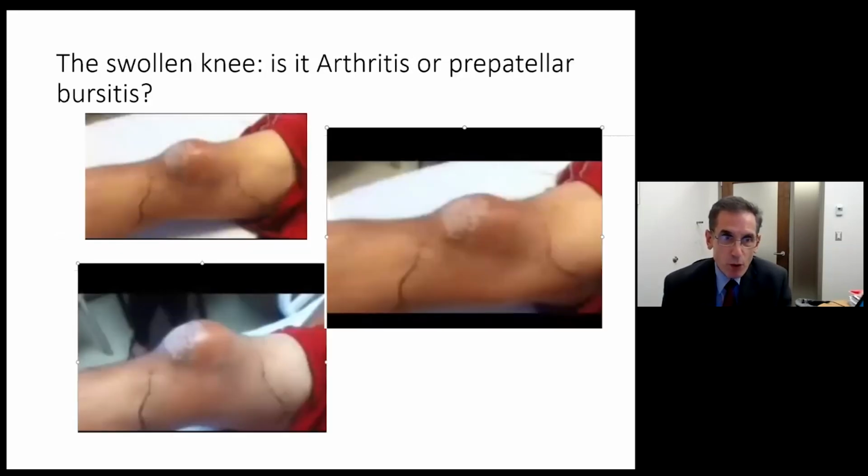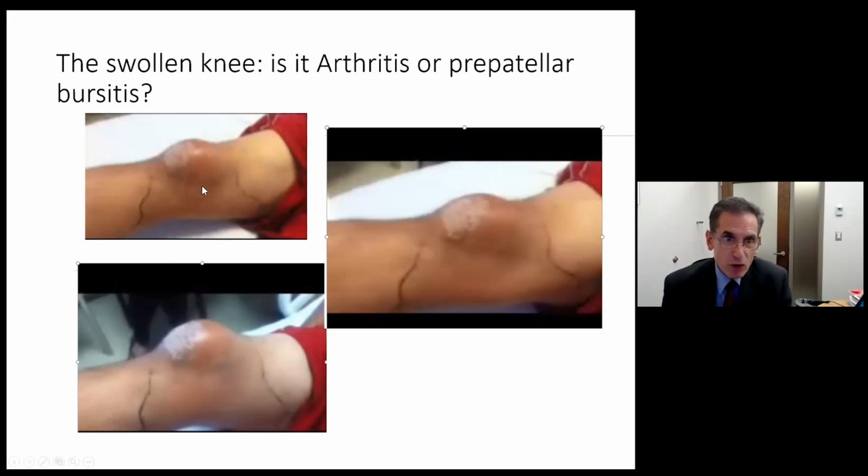Here's an example of what I mean. This is the classic swollen knee phenomenon. Is it arthritis in the joint, or is it a bursitis above the joint? It makes a difference because these two conditions are different and are treated differently very frequently.